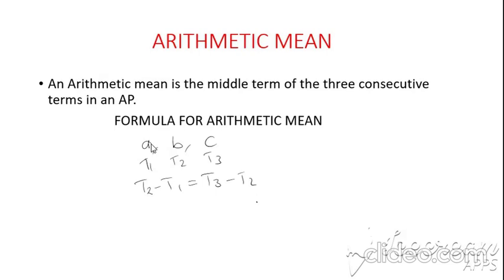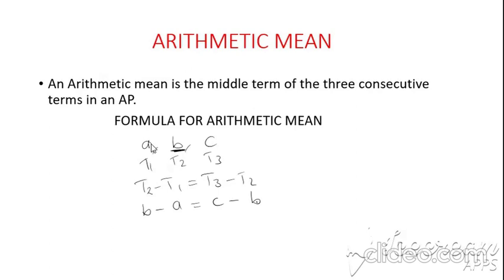So now let's try to solve for B, which is the middle term, because we said an arithmetic mean is the middle term of the 3 consecutive terms. You're having 3 consecutive terms, and the middle term here between this A and C is B, which is the arithmetic mean. So we're trying to find the substitute formula for this same B, which is the arithmetic mean. So let's try to substitute in this formula, then we see how it's going to come out. So our T2 is B minus our T1, that's A, is equal to our T3, C, minus our T2, that's B.